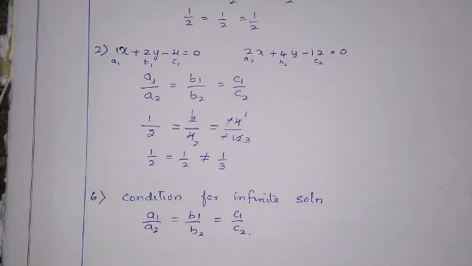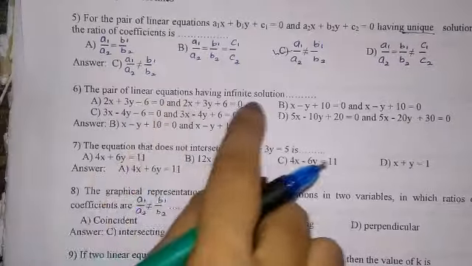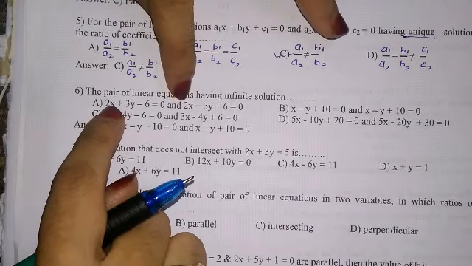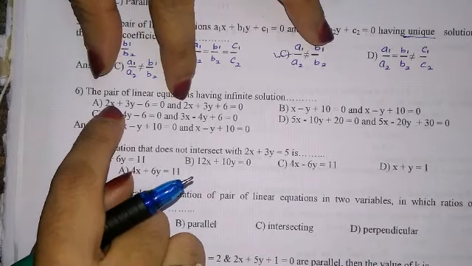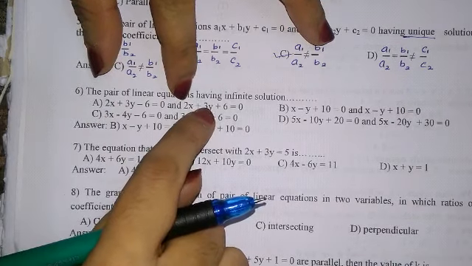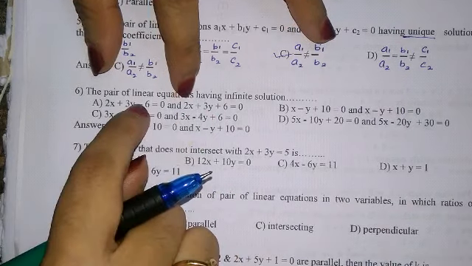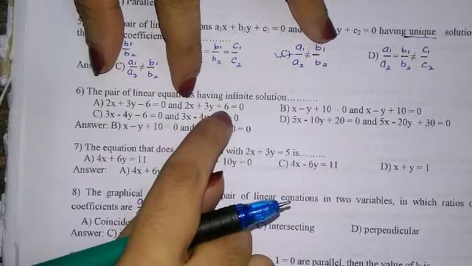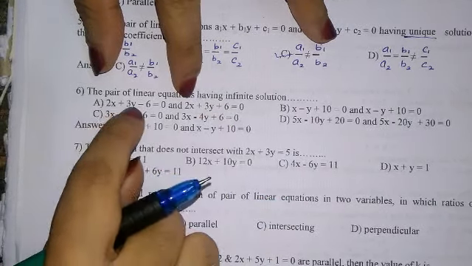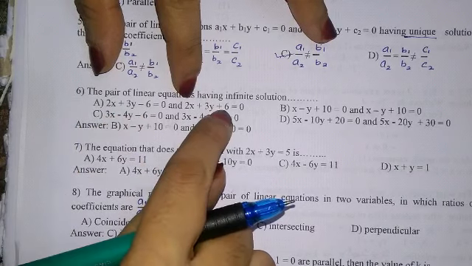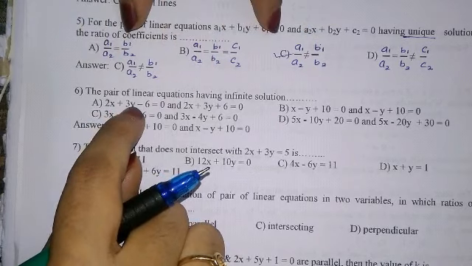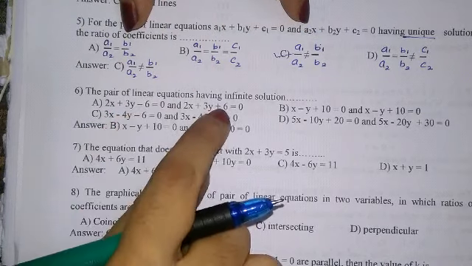So now here they have given 4 options. Now let us see here, 2 by 2 is 1. 3 by 3 is also 1. 6 by minus 6 is 1, but the sign will be minus 1. Here 1, here also 1, but here it will be minus 1. So it is not equal. a1 upon a2 is equal to b1 upon b2 but not equal to c1 upon c2.